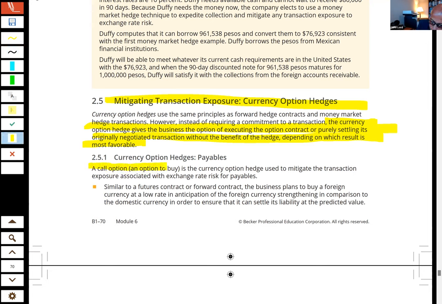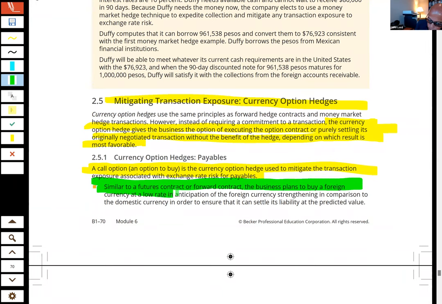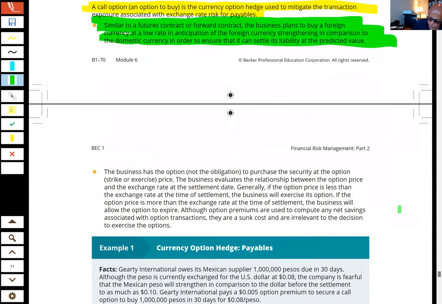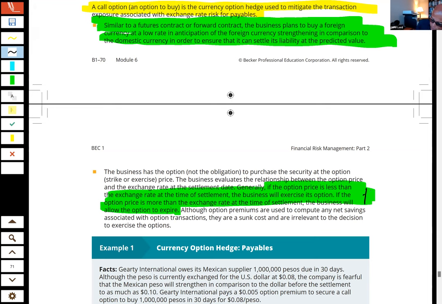A call, an option to buy, is the currency option used to mitigate the transaction exposure associated with rate risk of payables, okay? And you can see that it is similar to the futures or forward contract. The business plans to buy foreign currency at a lower rate in anticipation of the currency strengthening in comparison to the domestic currency, so that it can settle its liability at a predicted value. Unlike those others, though, generally, if the option price is less than the exchange rate at the time of the settlement, the business will exercise the option. If the option price is more than the exchange rate at the time of settlement, the business will simply allow the option to expire. So flashcard that.